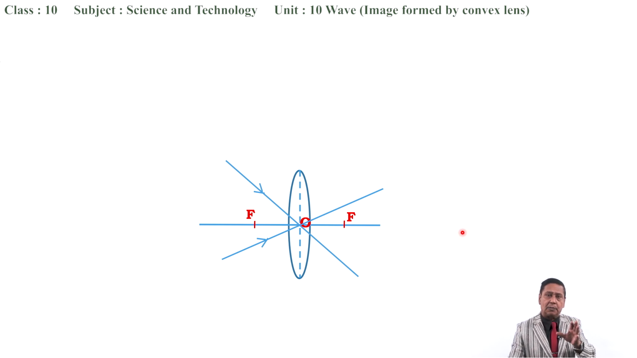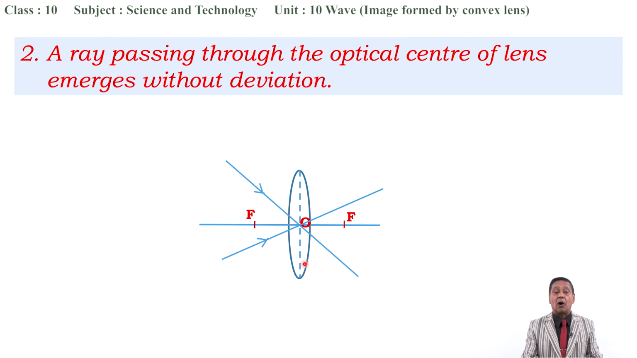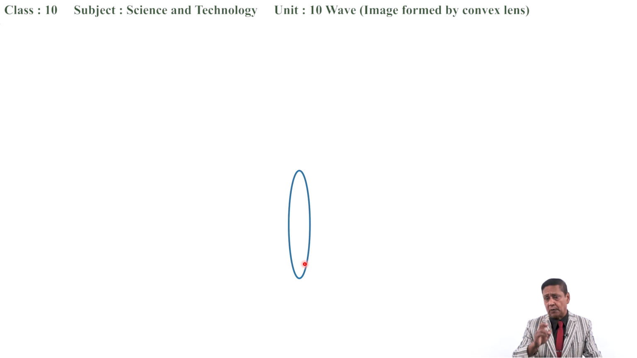Now I want to tell you one other matter also. In the previous class, we did a lot of matter related to the convex lens. Different terms related to the convex lens were taught in the previous class: optical center, focus, the center of curvature, focal length, etc. All these were done in the previous class. We cannot revise all these terms. We have to remember them from the previous class. This rule says that a ray passing through the optical center of a lens emerges without deviation. This is the second rule.